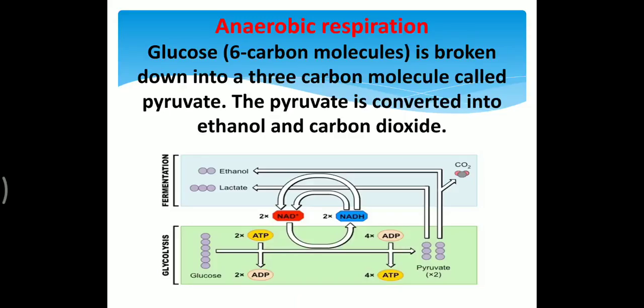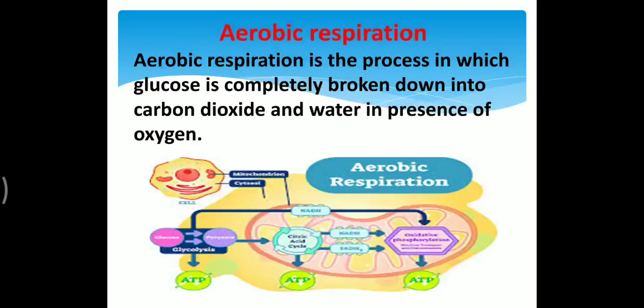Glucose, a 6 carbon molecule, is broken down into 3 carbon molecules called pyruvate. The pyruvate is converted into ethanol and carbon dioxide. Very little energy is released, and ethanol and carbon dioxide are released as the end products of anaerobic respiration.